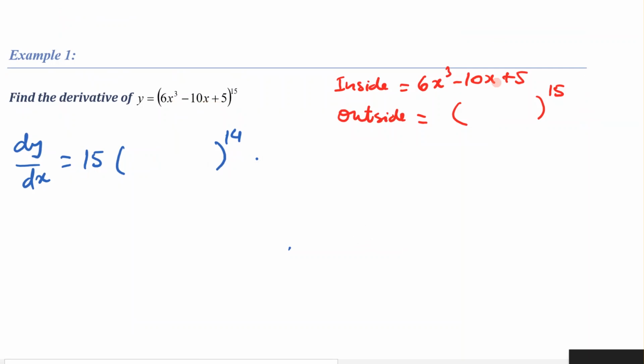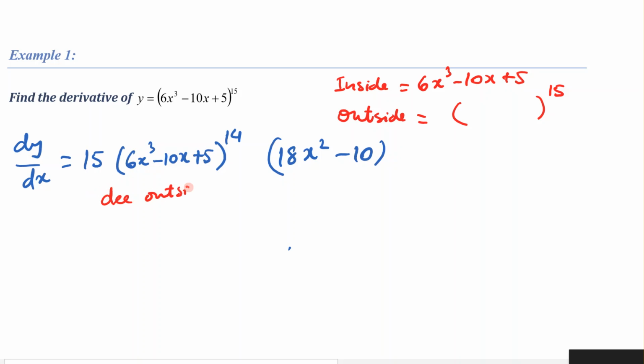The derivative of inside means the derivative of 6x cubed minus 10x plus 5. That would be 18x squared minus 10, and plus 5 is just 0. So I'm just going to fill in the blanks. This is our derivative of outside, times the derivative of inside. So that is our chain rule.